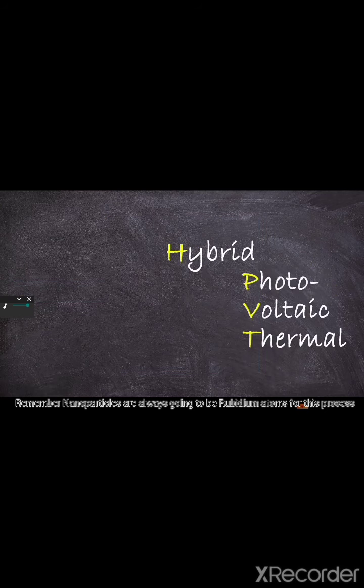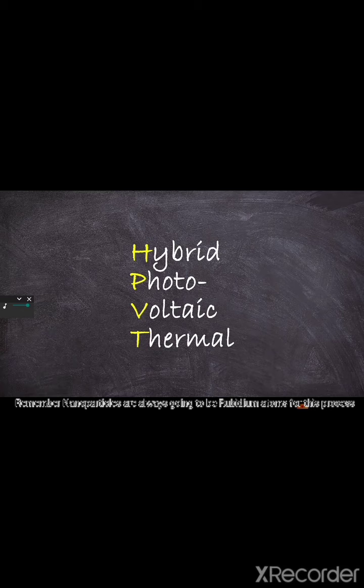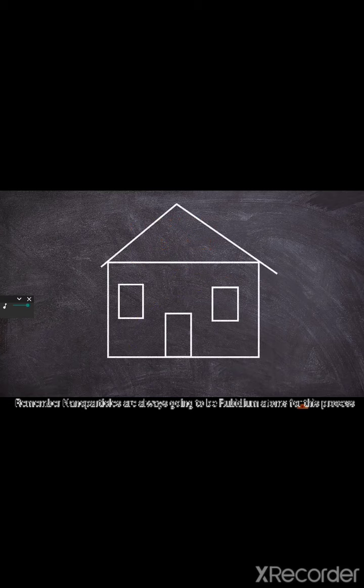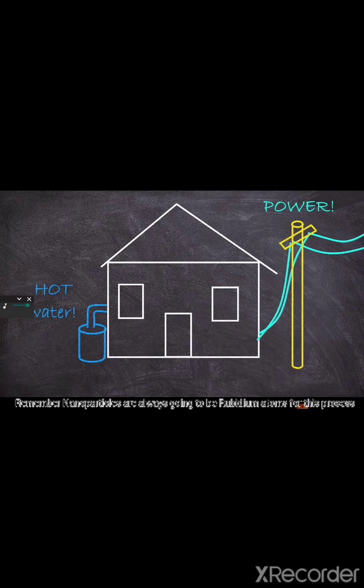But going back to this heating of water idea, this also has applications to create so-called hybrid photovoltaic thermal cells, or HPVT. Solar cells for power generation don't actually use all the wavelengths of light that the sun emits. In fact, they don't use any light at all above a certain cutoff wavelength, which is related to what's called the bandgap energy.